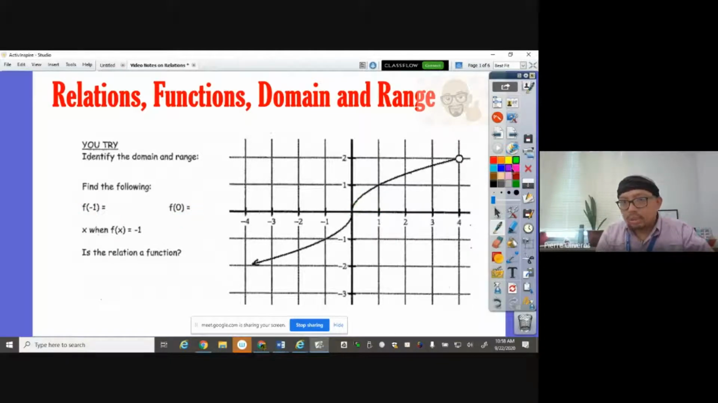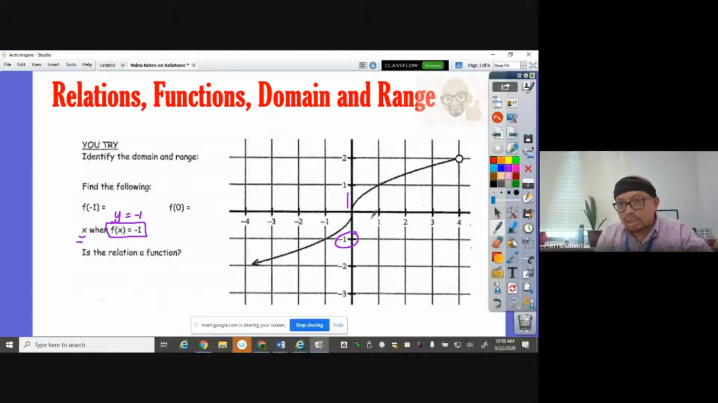Now, let's do another one here. This time, find the x when f of x equals negative 1. So this time, f of x is equal to negative 1. That means y is equal to negative 1. So when y is negative 1, let's look at the y-axis here. This is negative 1.